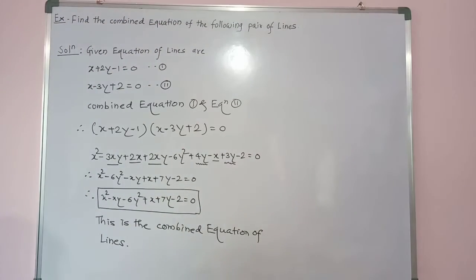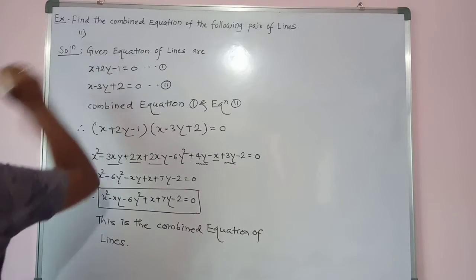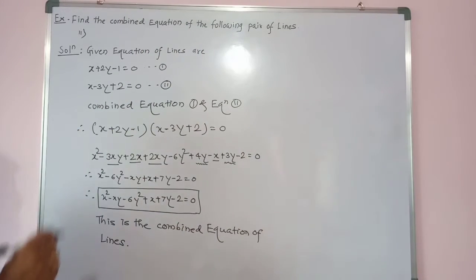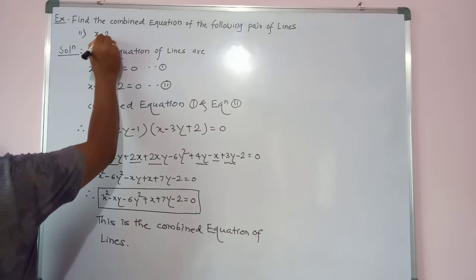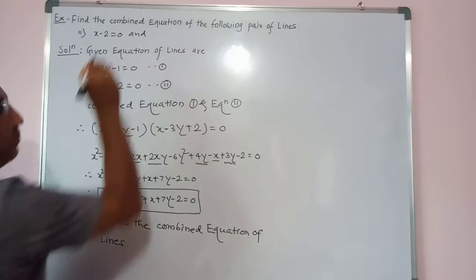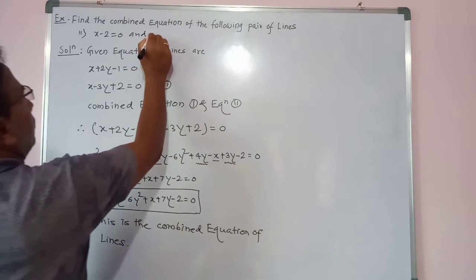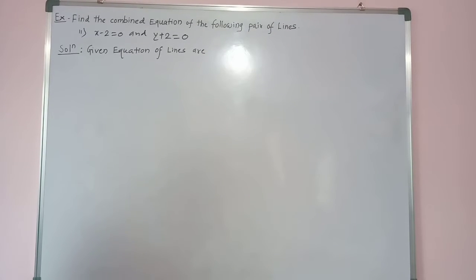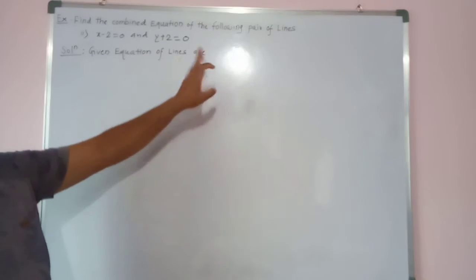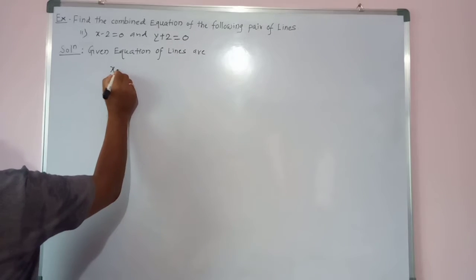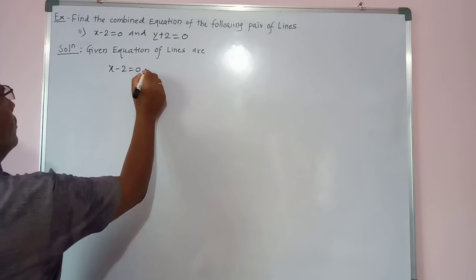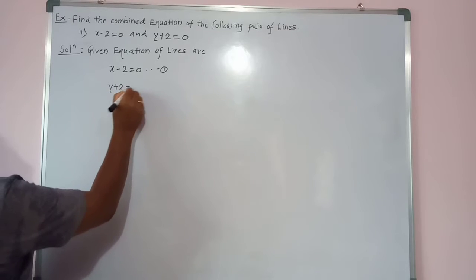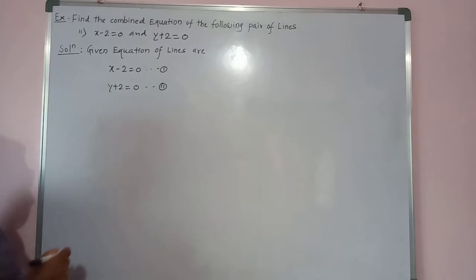Second example, find the combined equation of the following pair of lines. Second example is x minus 2 equal to 0 and y plus 2 equal to 0. Given equation of lines are x minus 2 equal to 0. This is the equation first. Y plus 2 equal to 0. This is the equation second.